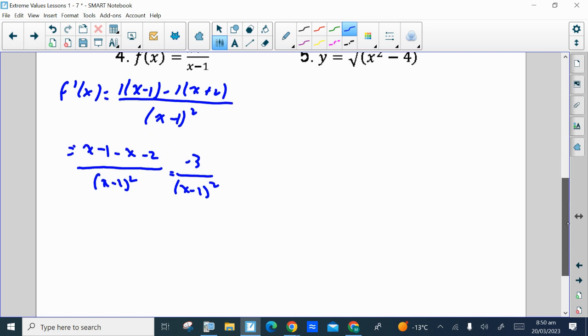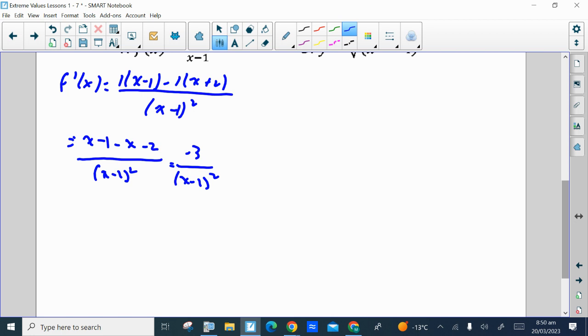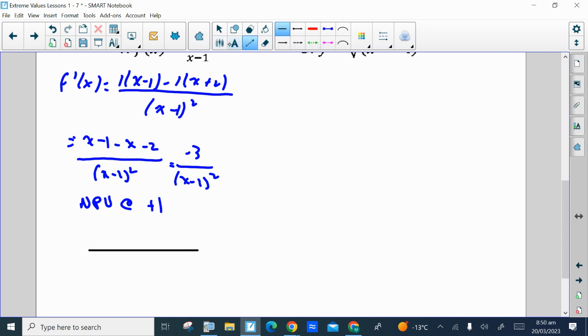But instead of finding the 0, remember that this graph also has non-permissive values. This graph has a non-permissive value of positive 1. Because you have a factor of x minus 1 on the bottom, when x equals 1 you'll get a denominator of 0. Can't have that. So instead of our critical number being the 0, in this case it'll be the non-permissive value, which is, sorry, I said negative 1, it's positive 1. And that's going to give us our number on the number line to set up our intervals.